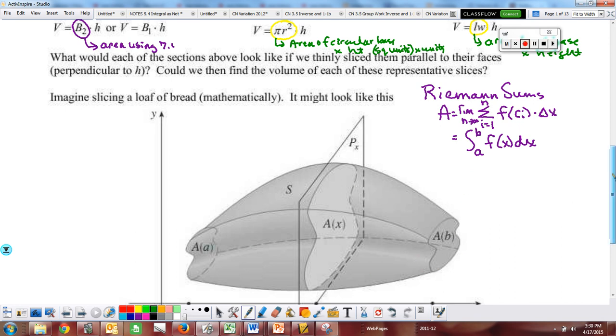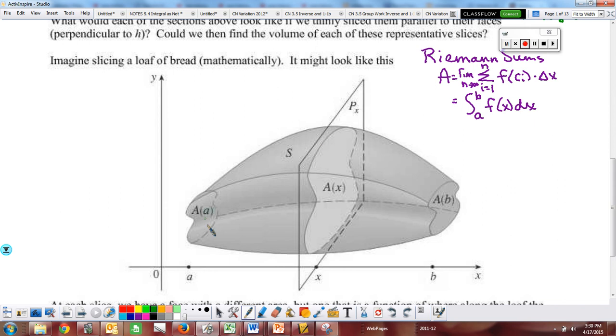We have an irregularly shaped, kind of amorphous looking figure, and what we did up here is we turned the irregular shape into rectangles. We sliced it into rectangles. Now think about this like slicing a loaf of bread. We are going to slice this, and when we slice it, we're actually going to be slicing it into basically regular geometric prisms.